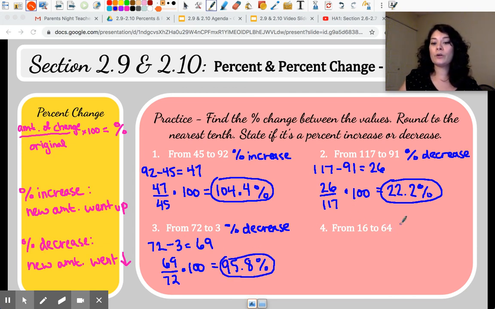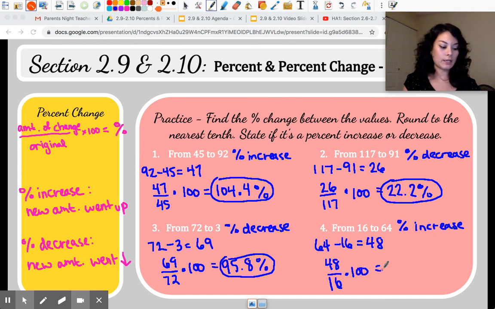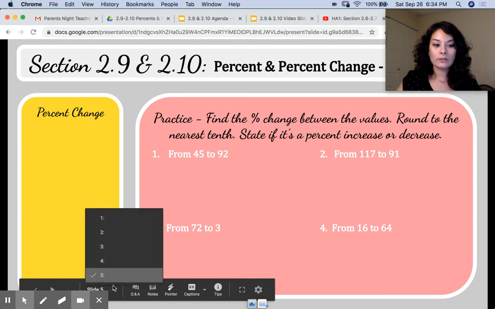From 16 to 64, 64 went up. So this is a percent increase. I'm going to subtract in such a way that I get a positive. I get 48. I'm going to divide that number by the original, which was 16, and multiply that answer by 100. And I'm getting 3. So when I multiply that by 100, I get 300. It's not a decimal, so no need to round here. And I just throw a percent symbol after it. And I believe that might be it. Let me just double check to see if that was the last slide.